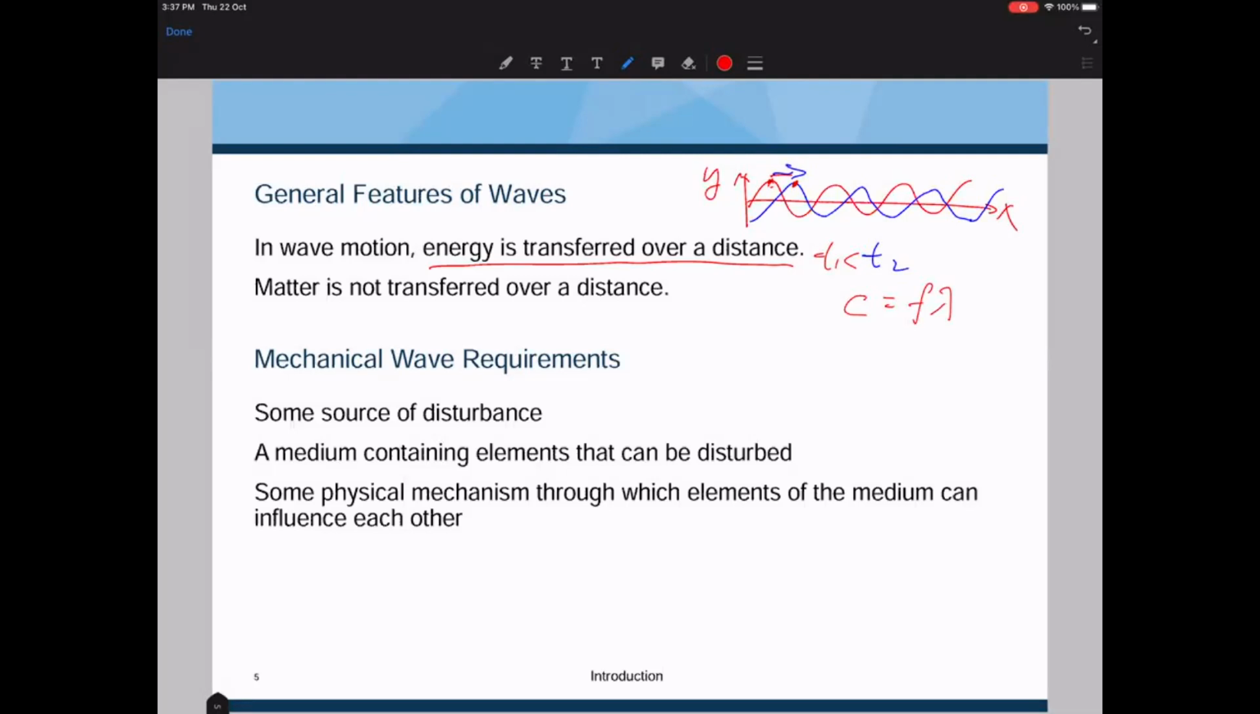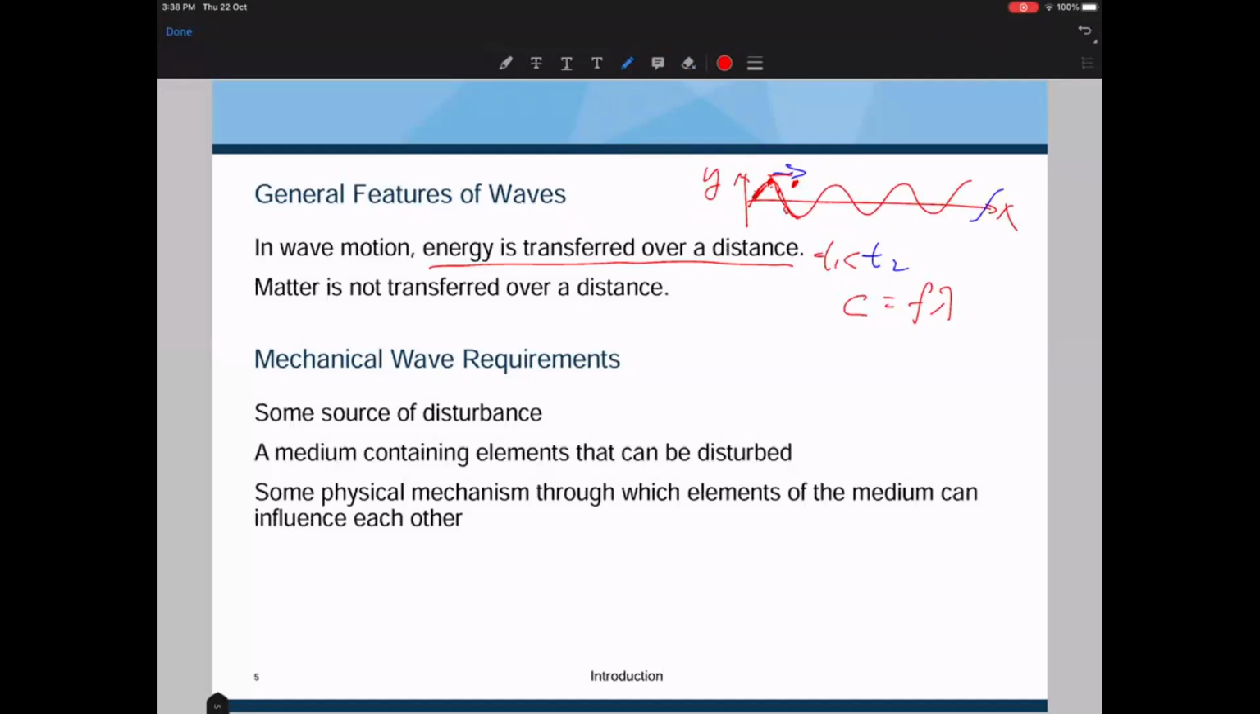But later, you will see that there is another speed or velocity that is involved in the motion, and that is the velocity of the particles in the medium. Consider a particular particle in a medium. Say we just focus on the red curve. The particles are not stationary.